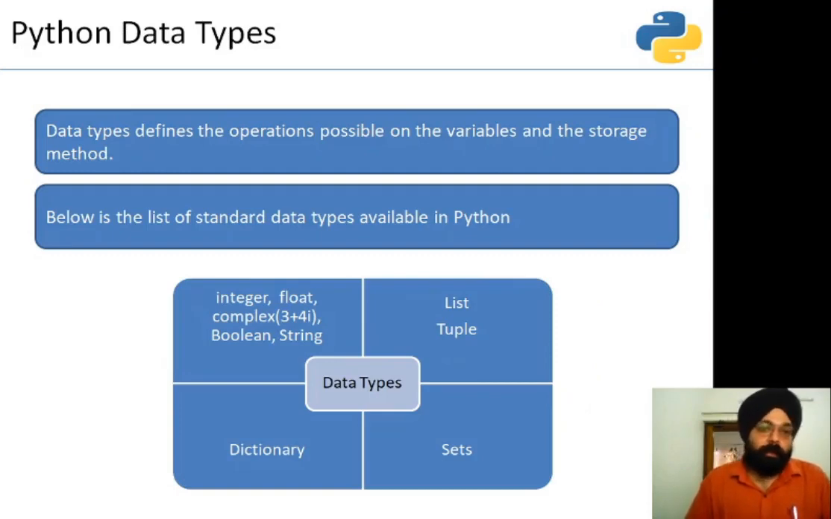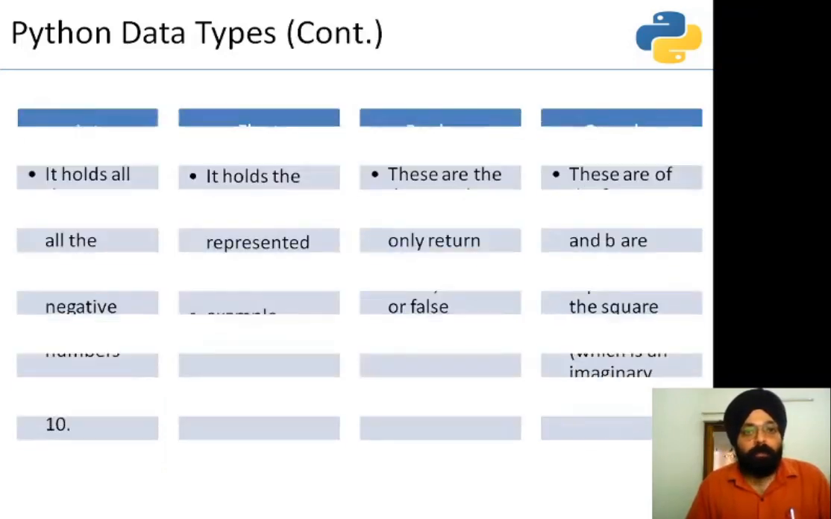Next is Python data types. Data types define the operations possible on the variable and the storage method. There are various types of data types in Python, so we're going to have a look at that. Some of the basic data types are integer, float, complex, boolean, string. We have some special data types which contain heterogeneous elements like list, tuples, sets and dictionary. So let's study these one by one.